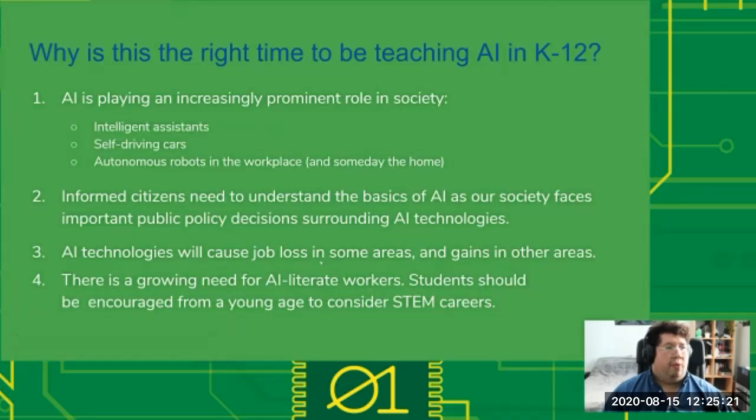So why now? Why talk about AI? It's definitely a hot topic, and it's becoming more and more prevalent. Some people even think it's politically prevalent to curtail these ideas, since they're scaring people away from jobs. People are seeing automation coming firsthand: job loss in some areas, the advent of intelligent assistants, self-driving cars, more robots in the workspace and in the home.